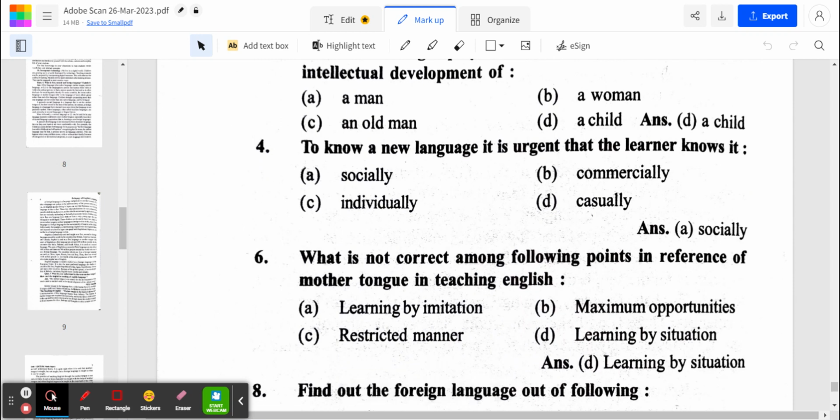To know a new language, it is urgent that the learner know it socially. What is not correct among the following points that refer to the mother tongue in teaching?